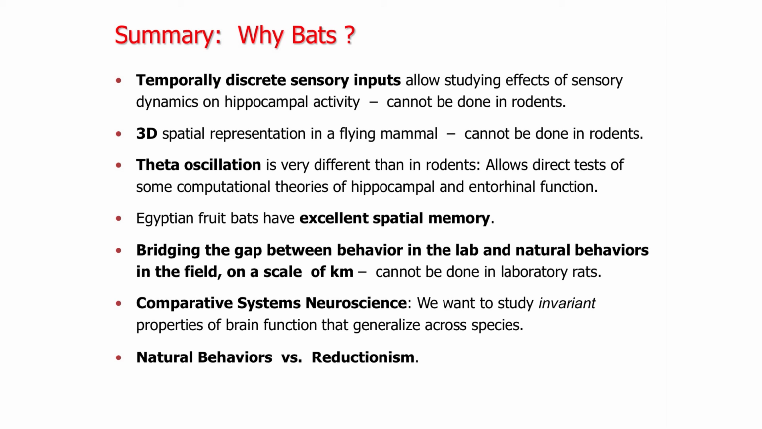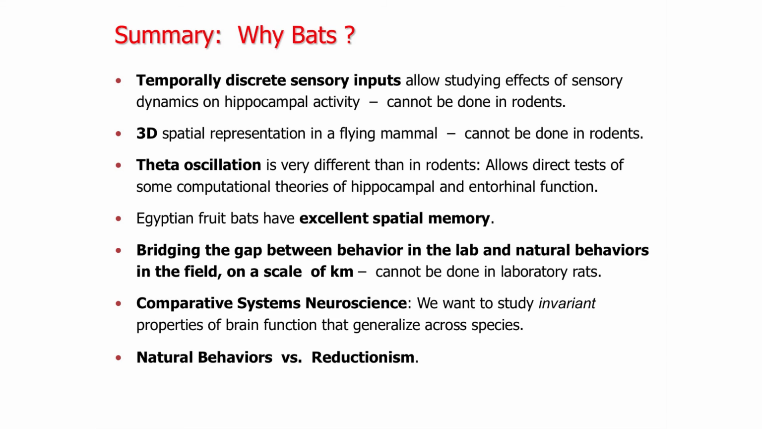One is comparative systems neuroscience. I think, at least as a sanity check, we should work in other species, not just in rodents, to see what does generalize and what doesn't. And I think it's interesting that some things are very similar, but some are very different. So I think it helps us to understand the invariant properties of the system.